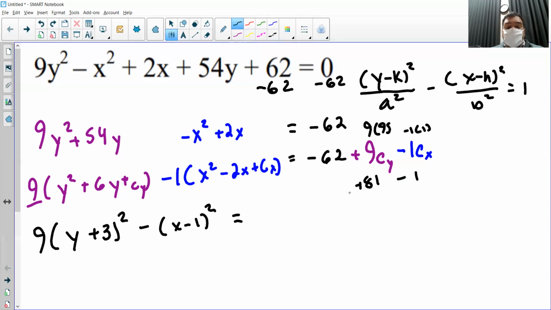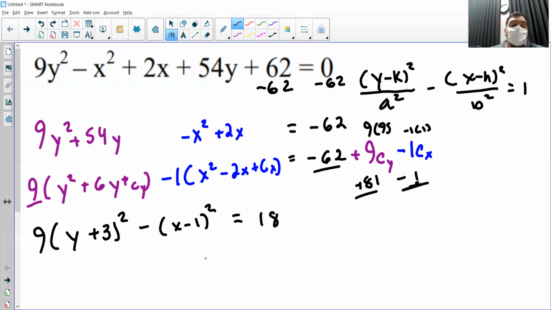So on the right side, you add that all together, you should get 18. Yeah, you get 18. I just added these 3 numbers together. Because this is 81, and then -62 plus 81 should be 19. Wait, 81, 9 times 9. Because the 9 is the c sub y, and then 9 is the coefficient, so 9 times 9.